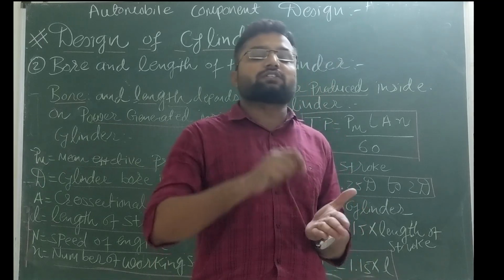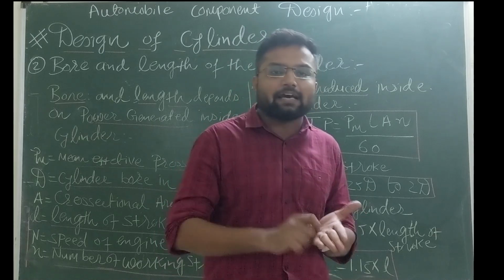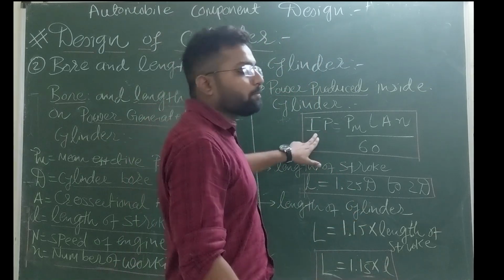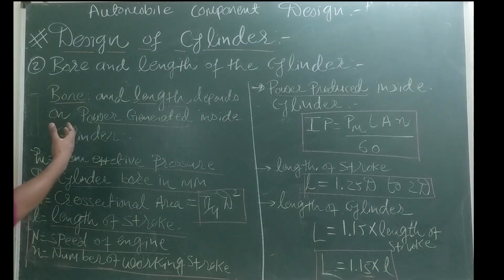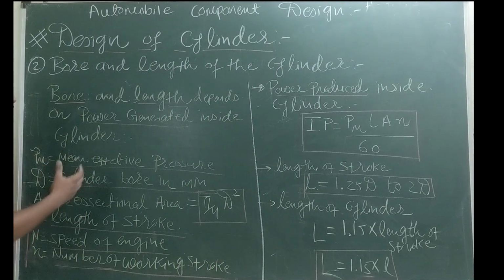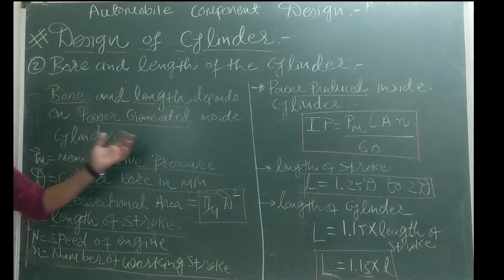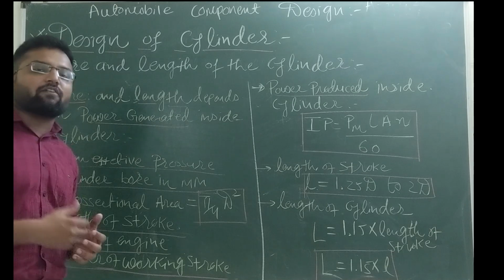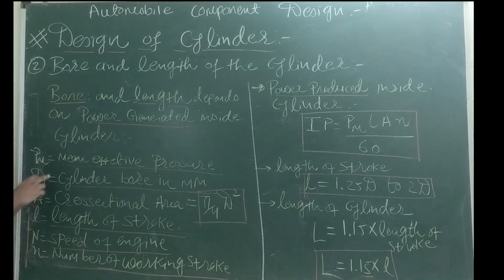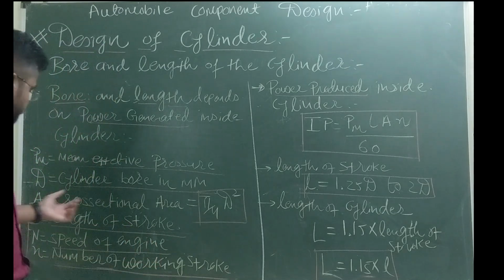So the bore and length of our engine, or cylinder, are determined with the help of this indicated power. For that, we should know our requirement of power, or the power generated inside our cylinder. So the bore and the length depend on the power generated inside the cylinder. Here P_m is the mean effective pressure which is going to develop in our engine.